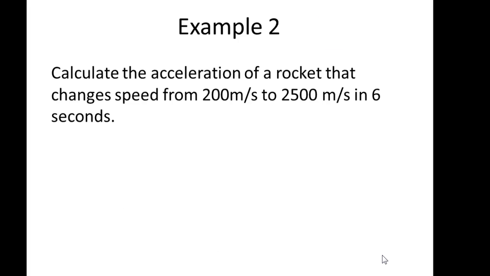In the next example, once again you're calculating the acceleration of a rocket that's changing speed or velocity from 200 meters per second to 2,500 meters per second in 6 seconds. So once again, setting out the problem properly, have a go at this example and then come back and see how you did.